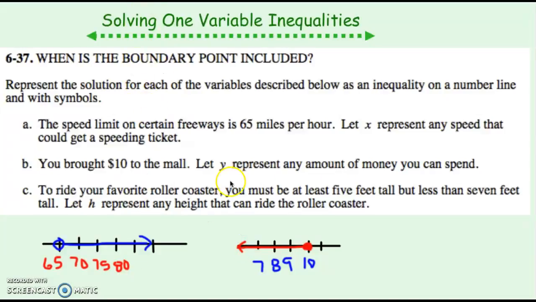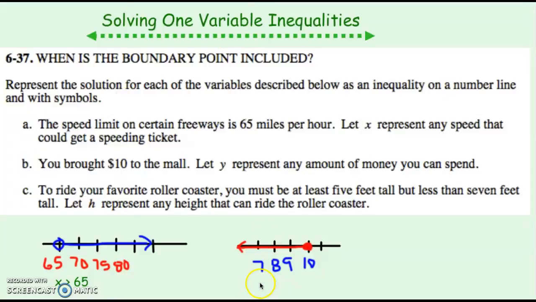One thing that we need to add is the symbols. So going back to A, it's saying let x represent it. So x would have to be anything greater than or equal to 65. Oh, for this one it's only greater than because 65 we said was okay.